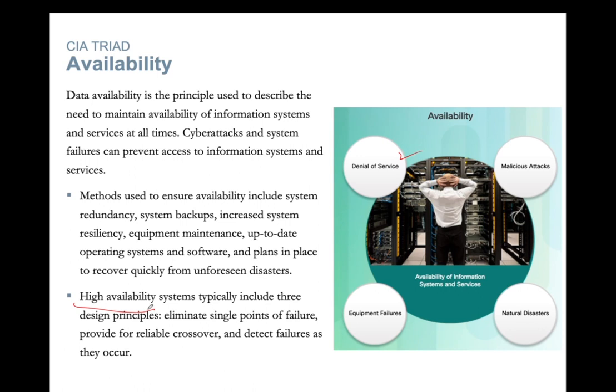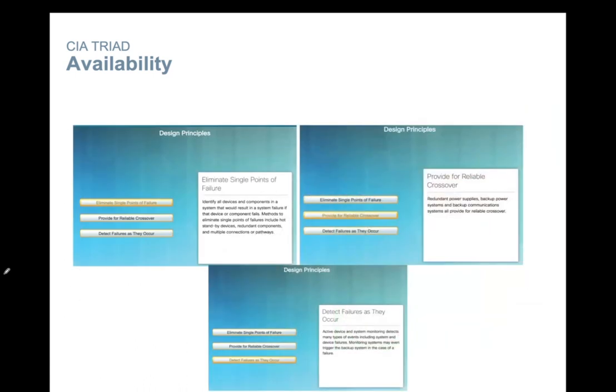High availability systems typically include three design principles. What are those three design principles? One is to eliminate single points of failure. Second is to provide a reliable crossover. And third is to detect failures as they occur. The goal is the ability to continue to operate under extreme conditions, such as during an attack. One of the most popular high availability practices is the five nines, written 99.999%. This means that downtime is less than 5.26 minutes per year.